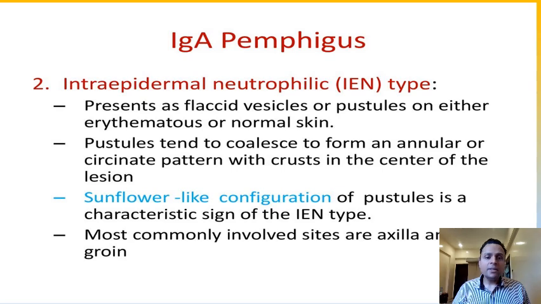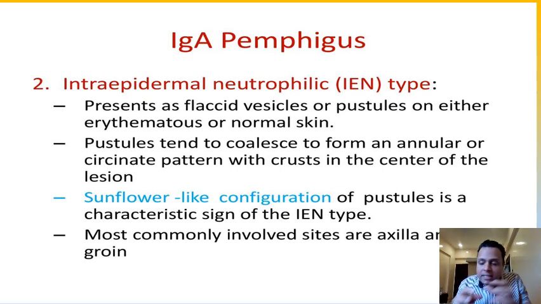What is IgA pemphigus? I told you there are two varieties: one is the intraepidermal neutrophilic variety and the other is the SCPD variety. In the intraepidermal neutrophilic variety, you get a sunflower-like configuration. The pustules will coalesce to form annular or circinate lesions, and there will be central crusting. This is like a sunflower lesion.